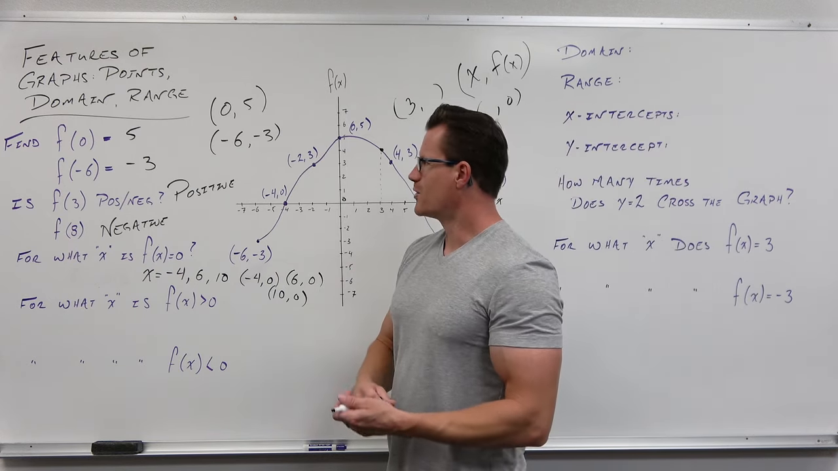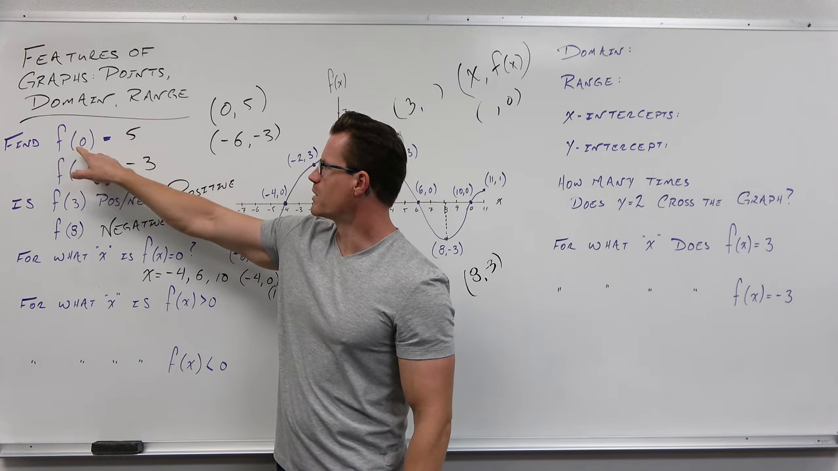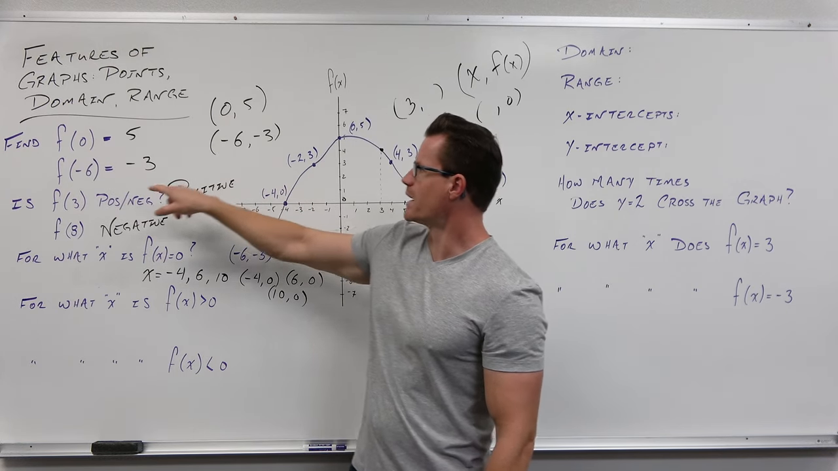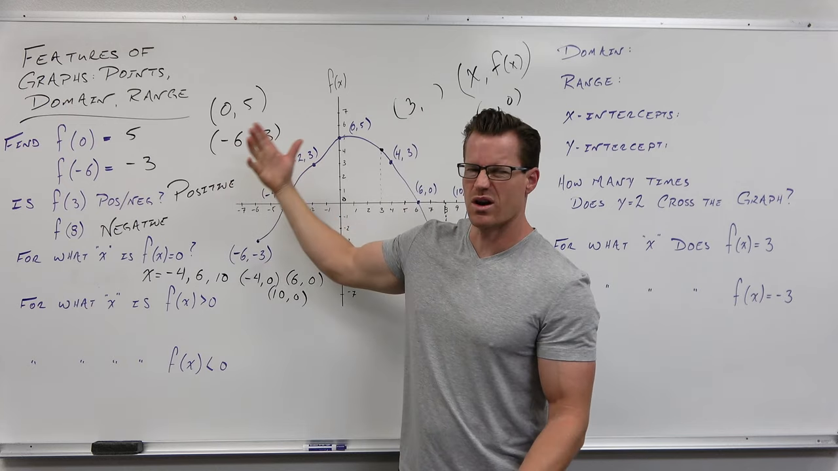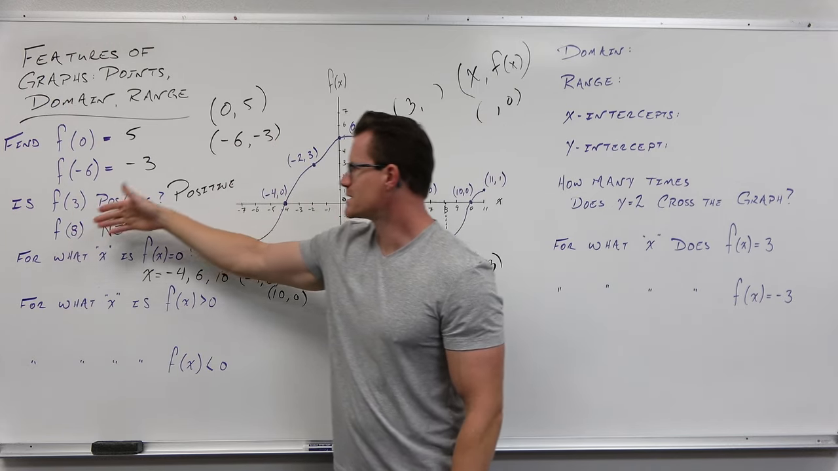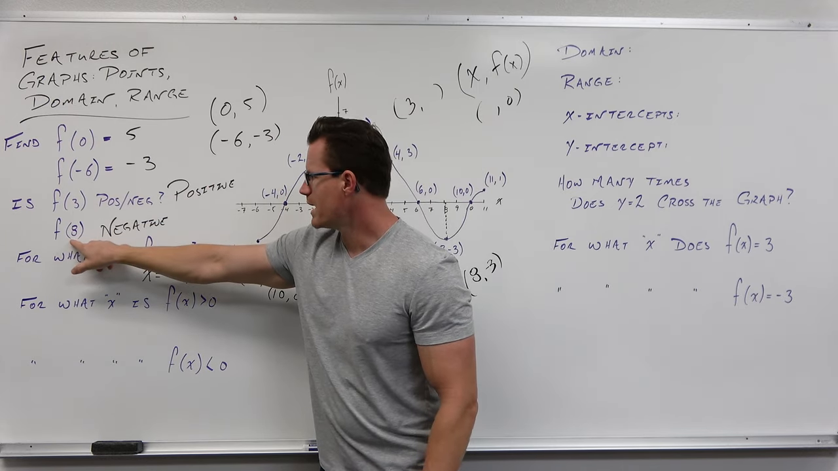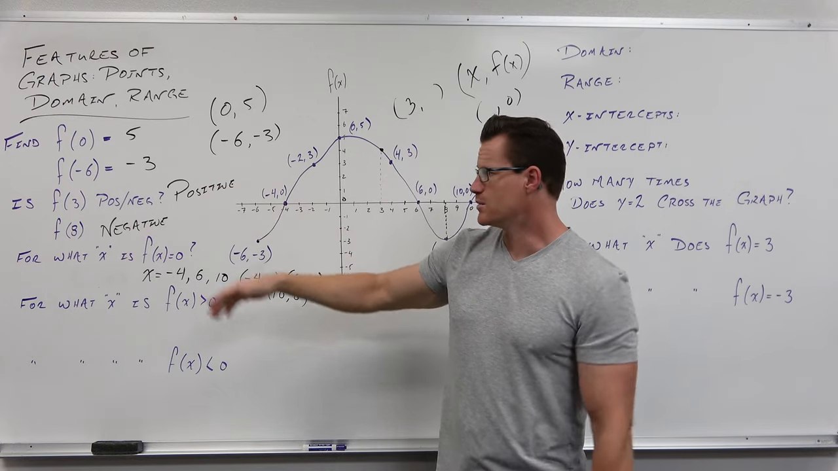I hope you understand right now that this is just asking you to complete a point. Your x is 0, find the y. Your x is negative 6, find the y or f of x. Your x is 3, is the output positive or negative? Your x is 8, is the y value, the f of x value, positive or negative?